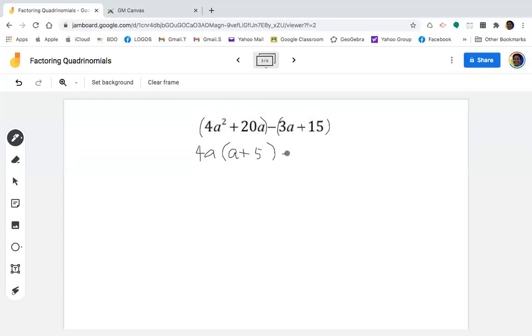All right, for the second pair, we can factor out 3. And that leaves us with a plus 5. All right, so we have a common binomial factor. We put these two together for a minus 3, and the partner is the common binomial, which is a plus 5. So there, these are the factors of the original quadrinomial.